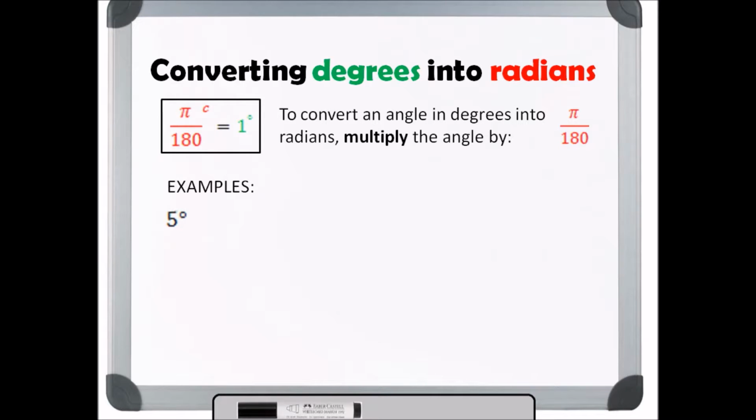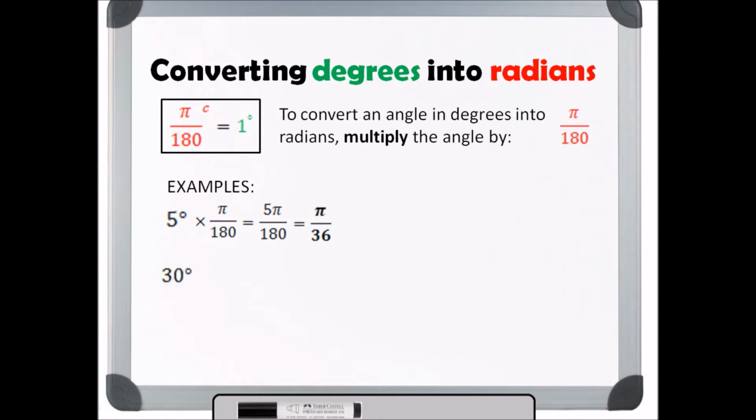For the angle of 5 degrees, to convert it into radians, we need to multiply it by pi on 180. This gives us 5 pi on 180, which simplifies into pi over 36. Note that your final answer in radians should include the pi in it. Again, I have not included the superscript of a C, as is customary for radians.